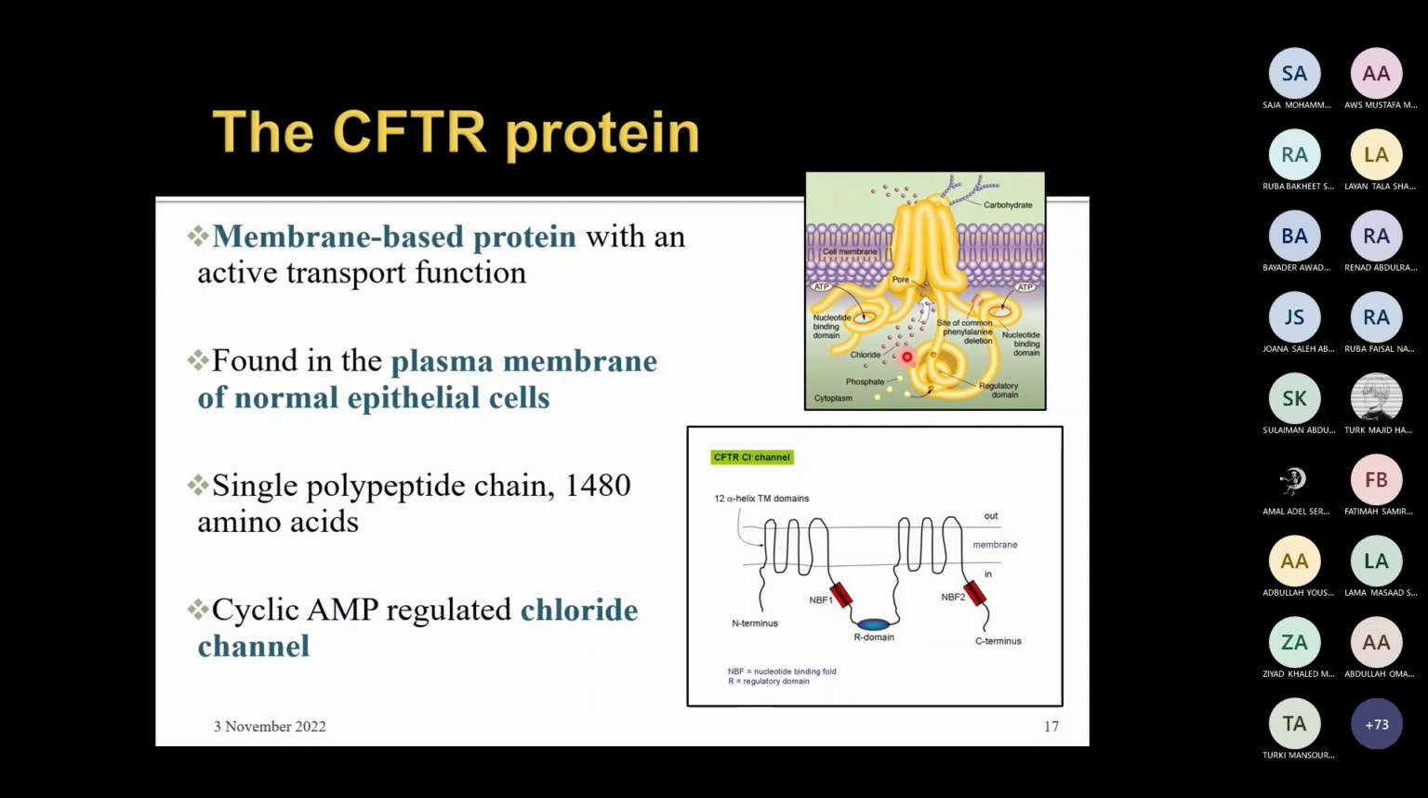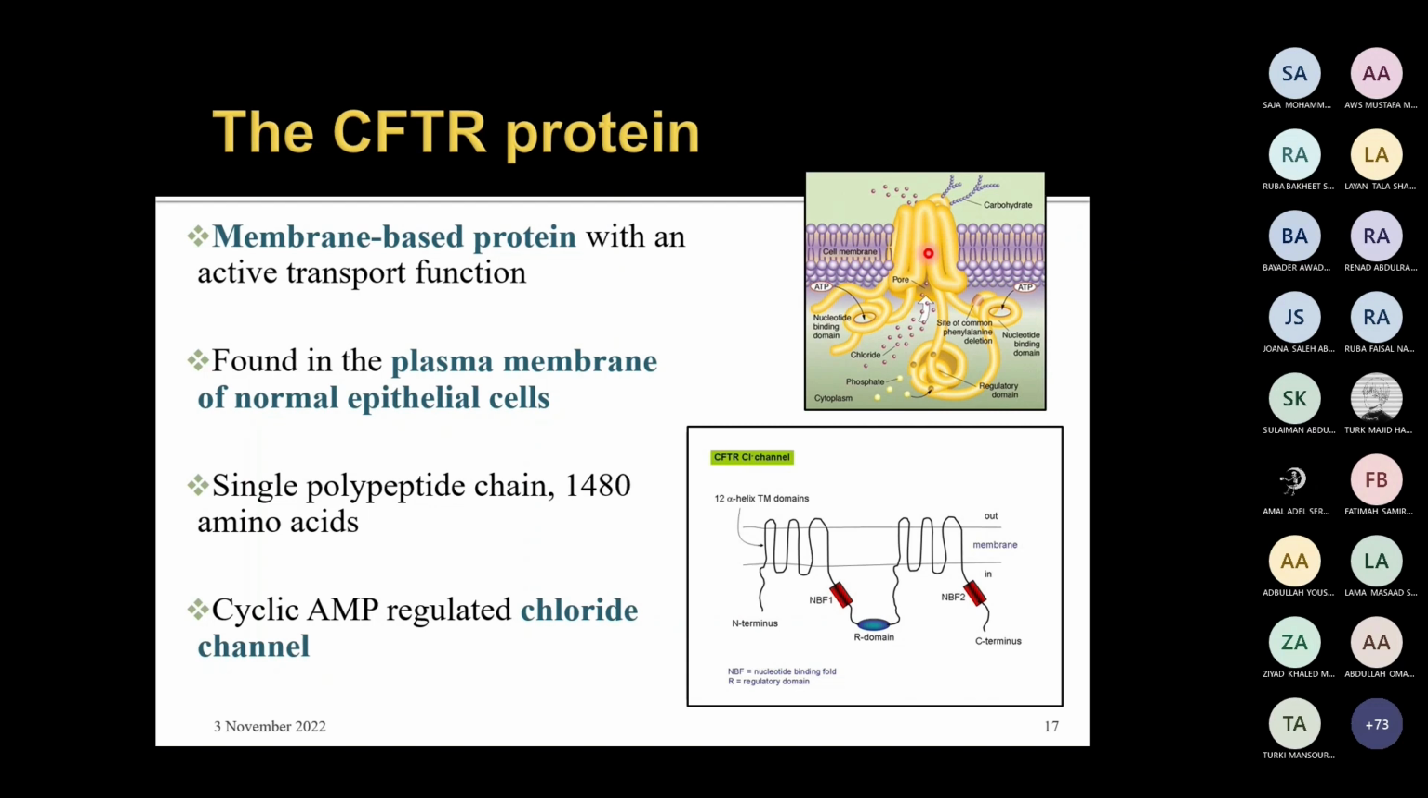The membrane-based protein is a channel found in the plasma membrane of normal epithelial cells. It's a single polypeptide chain of 1,480 amino acids, and it is a cyclic AMP regulated chloride channel. So this means it needs energy to move the chloride from inside the cells to outside the cells. When it moves the chloride, it takes sodium with it. And when the sodium moves, the sodium usually moves water with it.